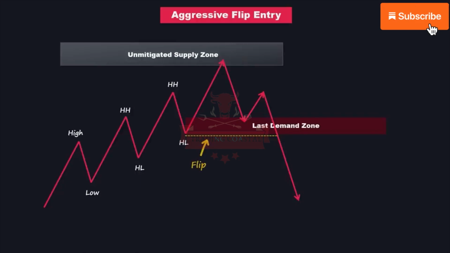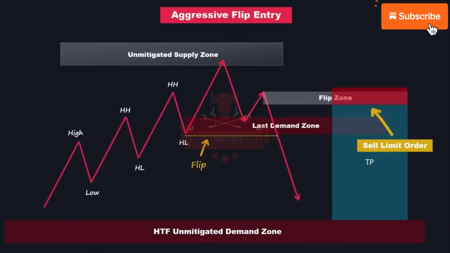Once we have correctly identified the flip pattern, the next step is to enter the market using the aggressive entry method. In this approach, we highlight the flip zone created by the price action, which marks the area of interest. We then place a sell limit order at the lowest point of the flip zone and wait for the price to trigger our order. To manage our risk, we set our stop loss a few pips above the flip zone to protect against potential adverse price movements.